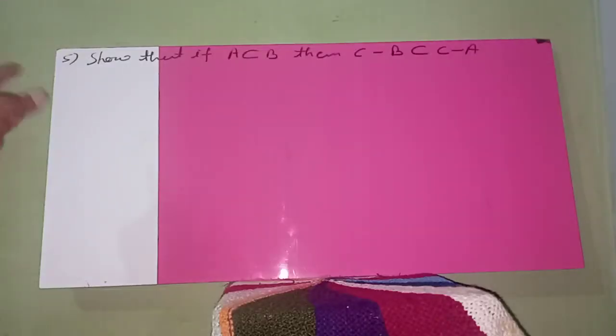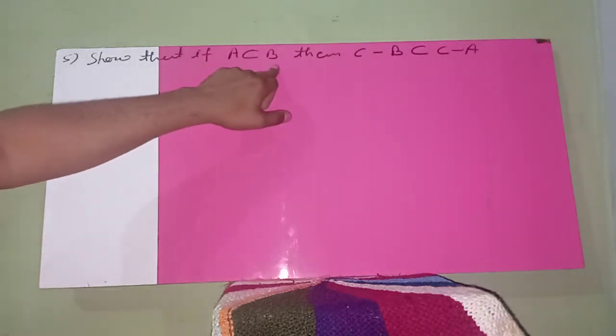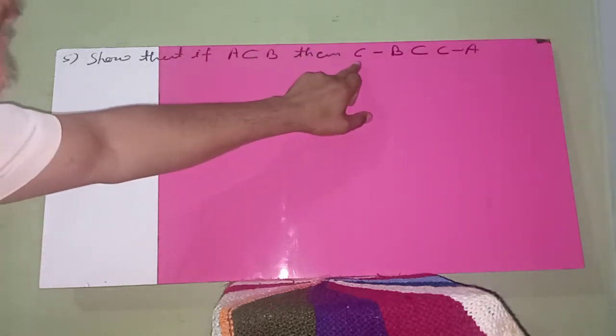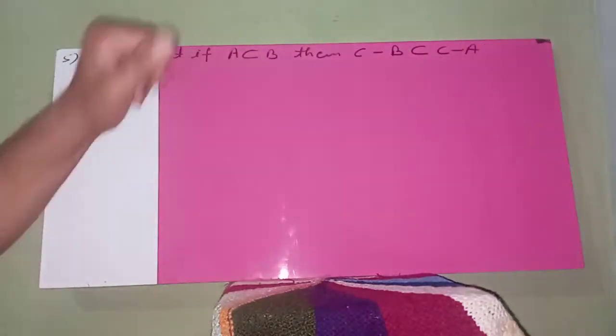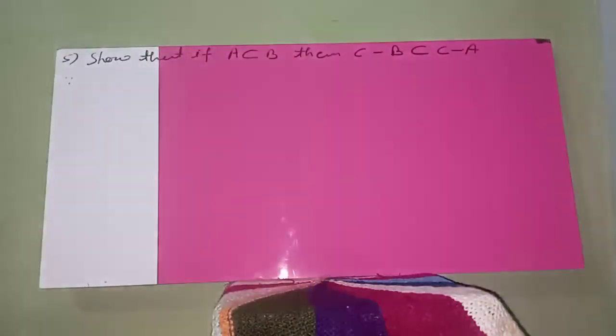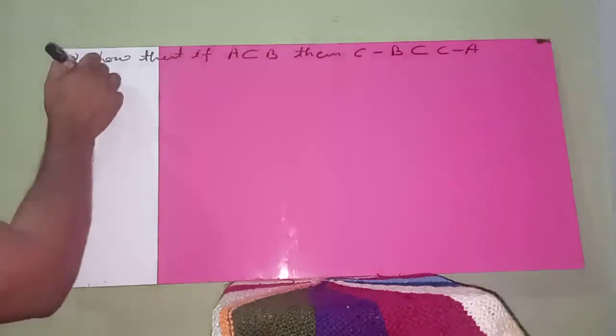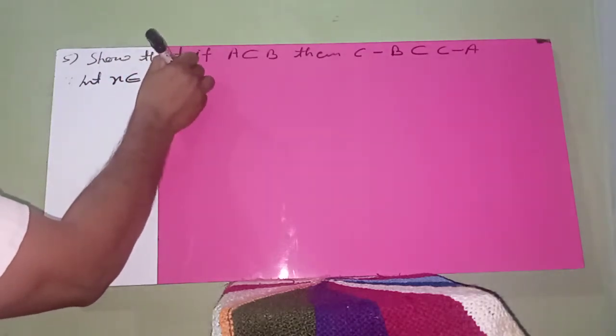Now I take question number fifth. In question number fifth, we show that if A is the subset of B, then C minus B is the subset of C minus A. Okay, how do I show that? Because C minus B is the subset of C minus A. So how do I take it? Let X be the element of C minus B.